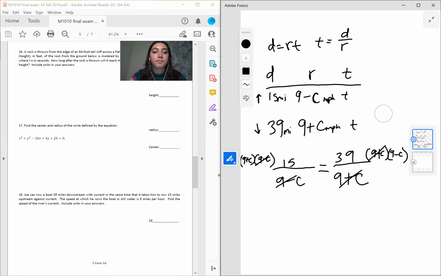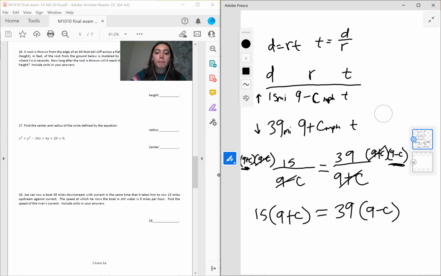And we're left with expressions that are not rational. They're just the whole number. So anyway, that looks like 15 times 9 plus c. And then that equals 39 times 9 minus c, because that's what's left over here. And now we have to distribute. So 15 times 9 is 135 plus 15c equals 9 times 39 is 351 minus 39c.